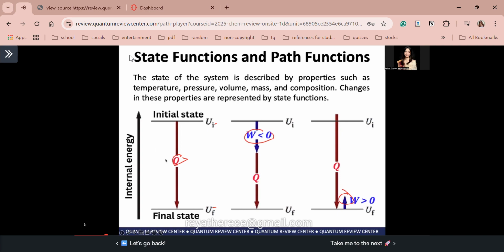O tingnan nyo guys, dito sa leftmost figure, we see that heat lang ang meron siya with this certain value, but it still reaches a certain final state. Whereas dito sa gitnang scenario, meron tayong onting work is less than 0, tapos meron tayong different value for heat. But even after that, same pa rin ang final state nito, yung nasa gitna sa final state na nasa left. Okay? And that is why internal energy is a state function.